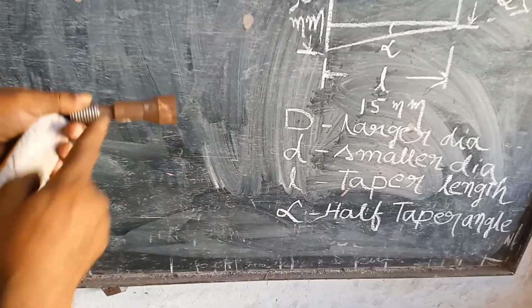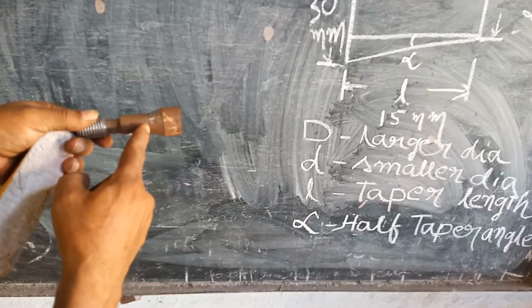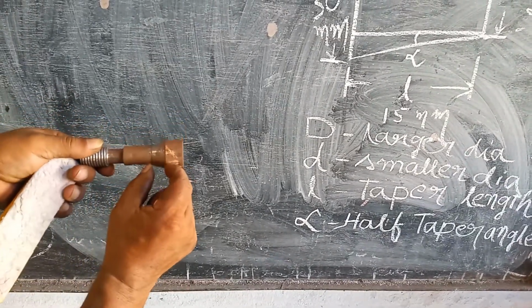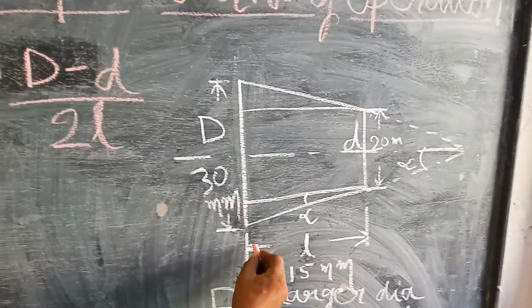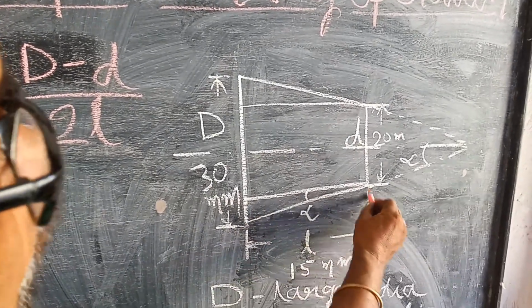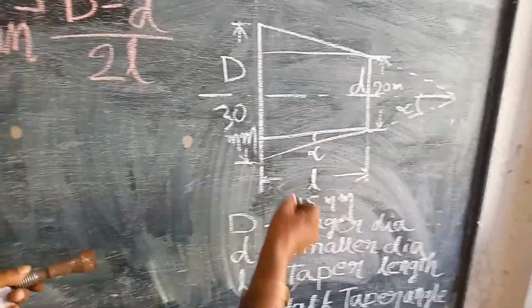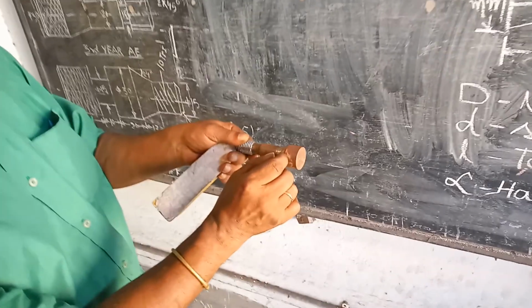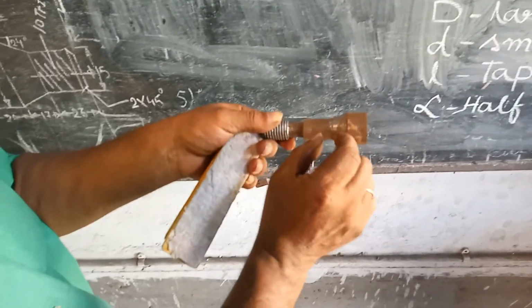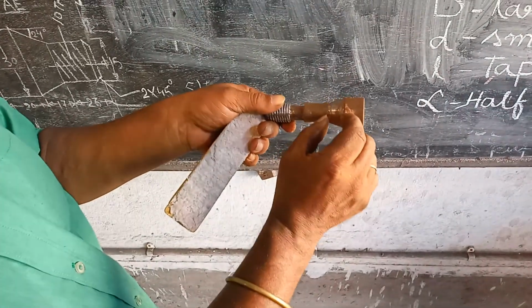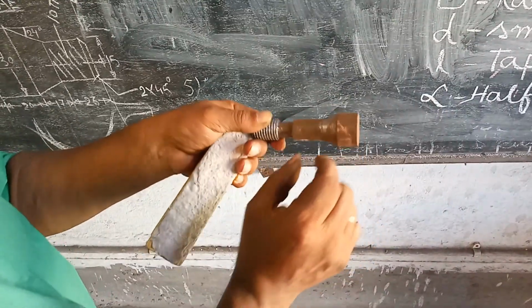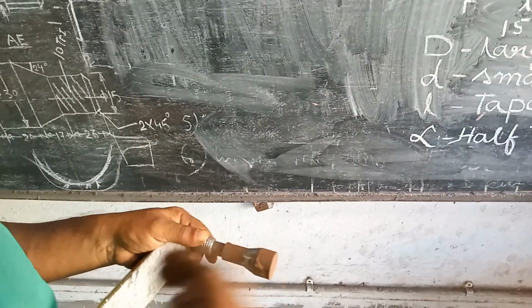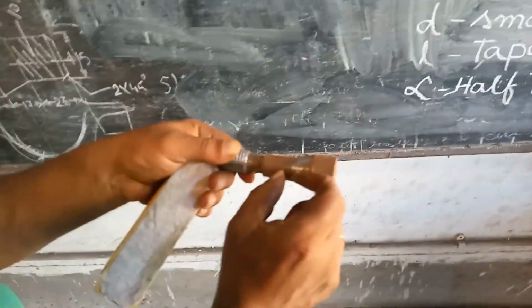Taper length is from here to here. This length is the taper length. Here the taper length is from this position to this position. So you should produce a taper between this larger diameter and smaller diameter, and the length will be 15 millimeter. So what angle should you give on the lathe machine to produce a taper on this job?